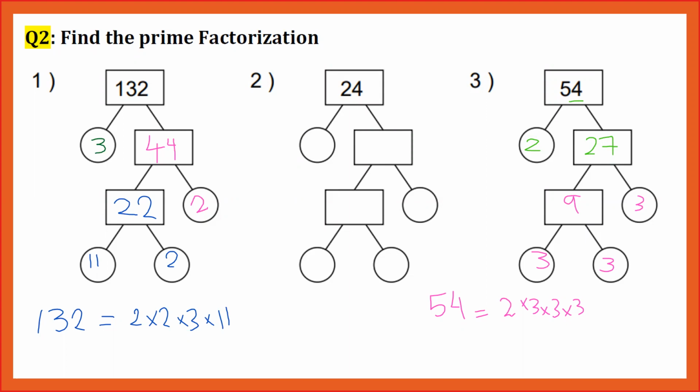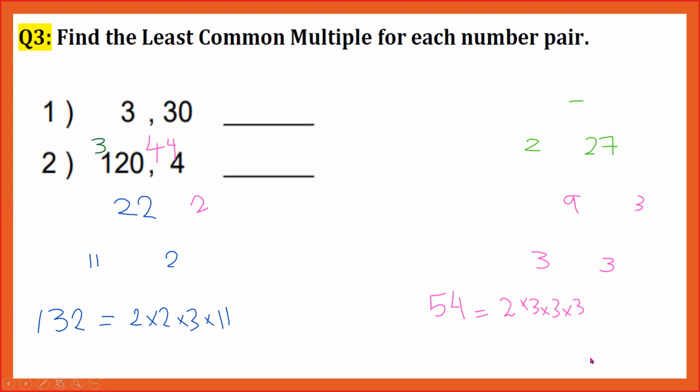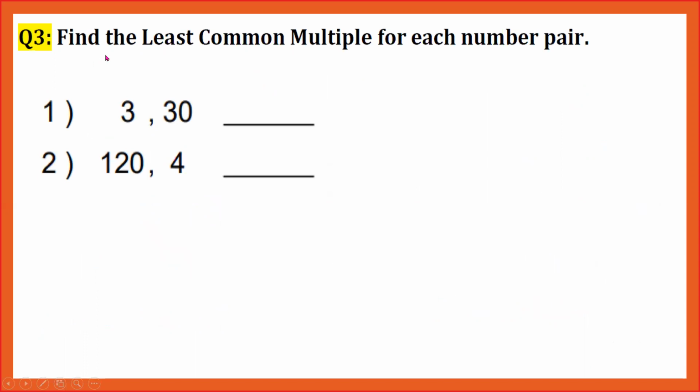Now, did you finish writing? Okay, let's go now to question number 3. Here, what do we have? I asked you to find the least common multiple for each number pair, 3 and 30. Now, without solving it on paper, who can tell me what is the least common multiple of 3 and 30?